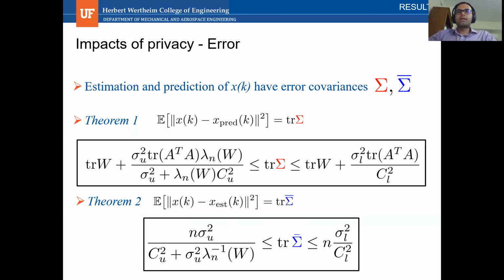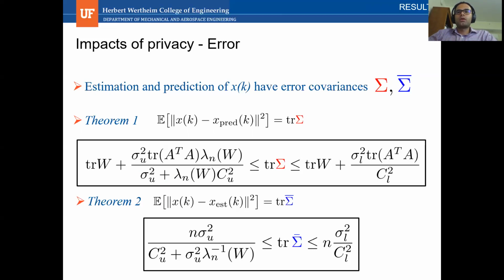Without privacy, data transmission could reveal the agent's state trajectory and, as a result, compromise the agent's privacy. Through bounding the trace of sigma and sigma bar, we can directly relate control theoretic concerns like mean squared error or filter error to privacy through epsilon and delta, and therefore this allows us to elucidate the fundamental limits of information accuracy when we're dealing with private trajectories. This work has also been extended to a broader problem of linear quadratic control, and that paper is already under review.